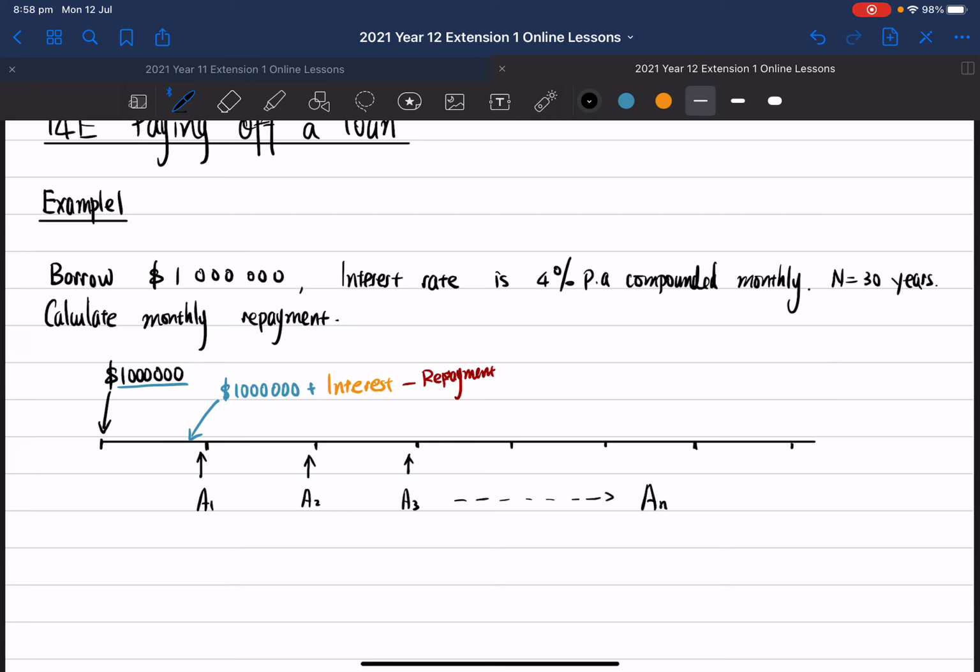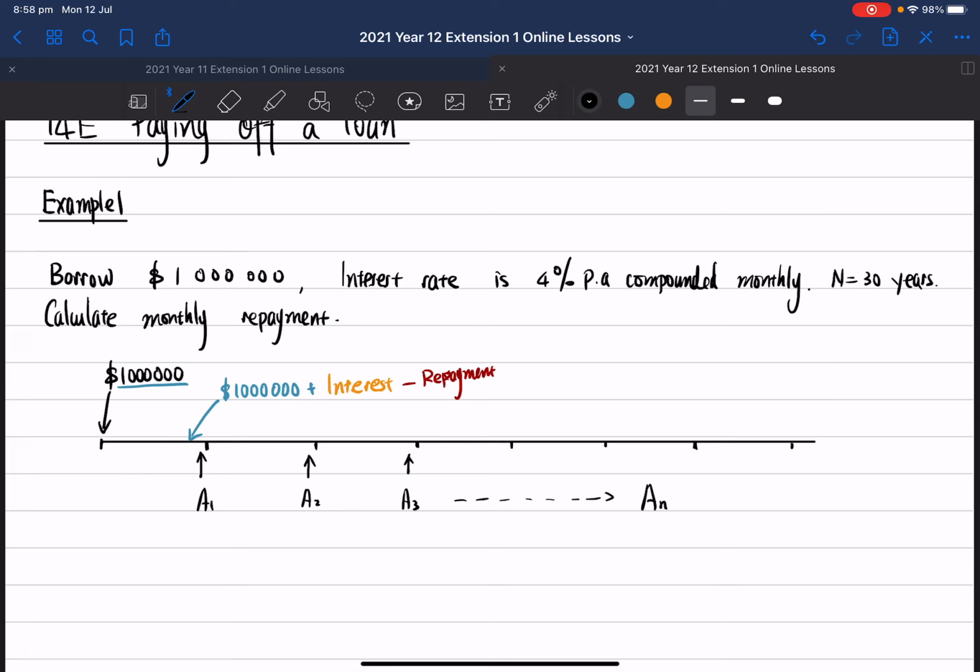All right. And obviously, when you're repaying the loan, you want to make sure that AN is equal to 0, because you want to repay all the money, including the interest and everything, to the bank. All right. So let's derive the formula based on this.